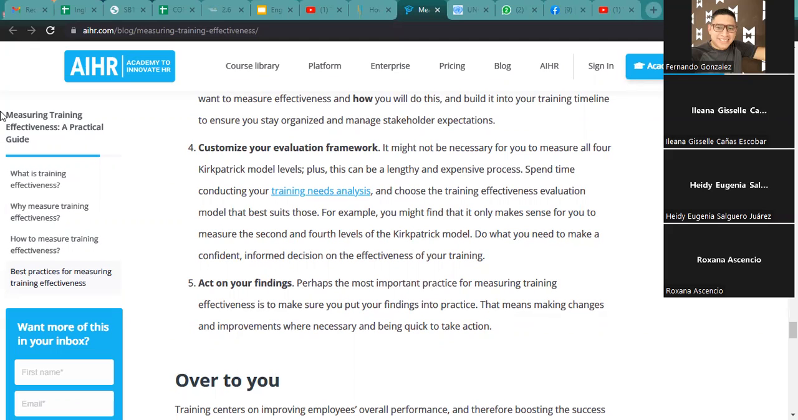Findings, thank you. Perhaps the most important practice for measuring training effectiveness is to make sure you put your findings into practice. That means making changes and improvements where necessary and being quick to take action.